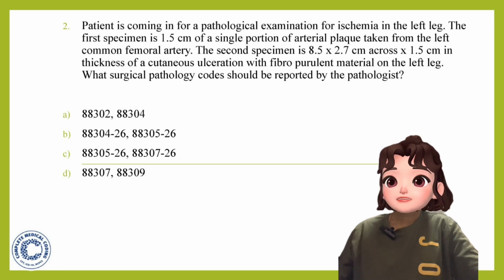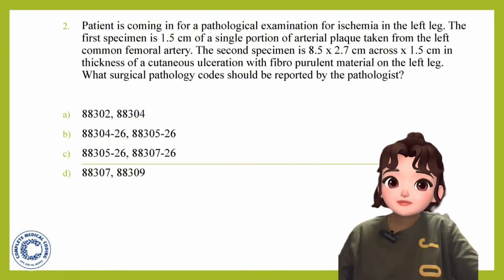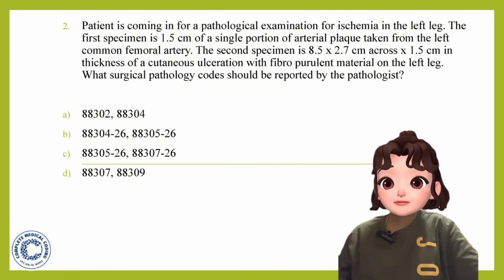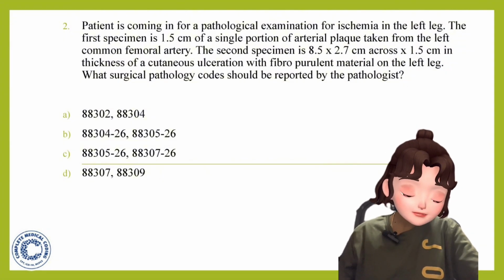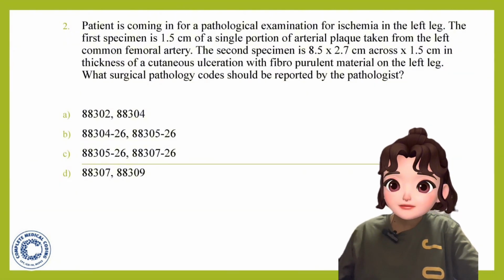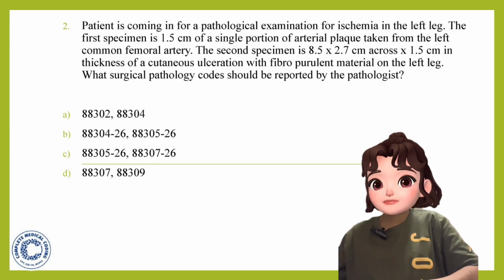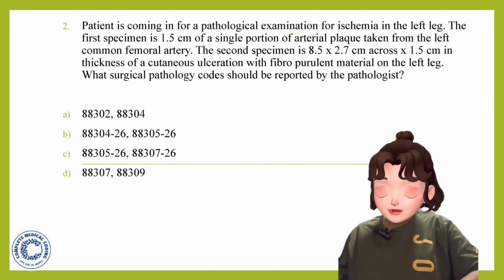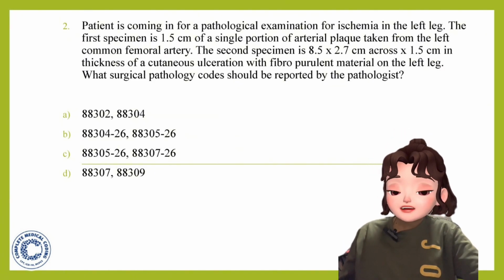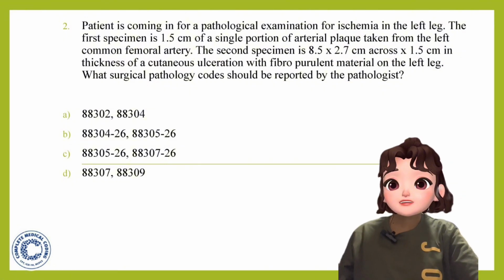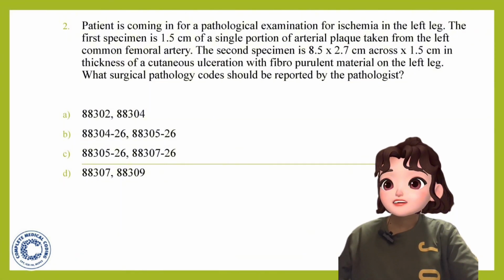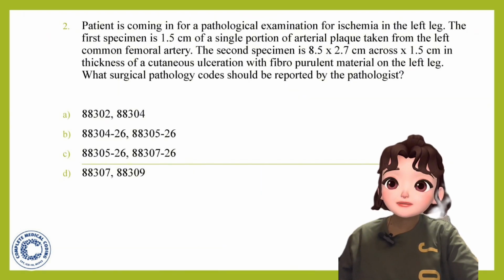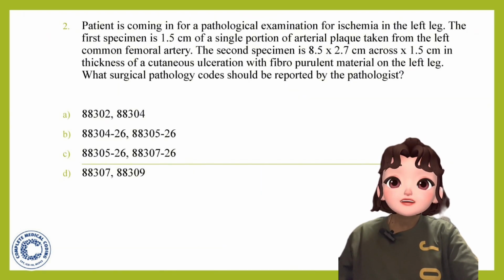Here you have to code for the surgical pathology codes. Which are the surgical pathology codes? The ones given in the options, which start with 88300. So you have to code a surgical pathology code here, and it's clearly mentioned that the first specimen is a single portion of arterial plaque taken from the left femoral artery.